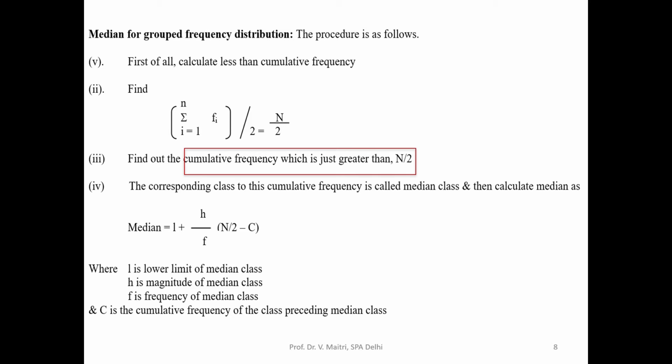So L is the lower limit of the median class, H is the magnitude of the median class, F is the frequency of the median class, and C is the cumulative frequency of the class preceding the median class. So C is the cumulative frequency of the class preceding the median class. So this is also again a very simple method.